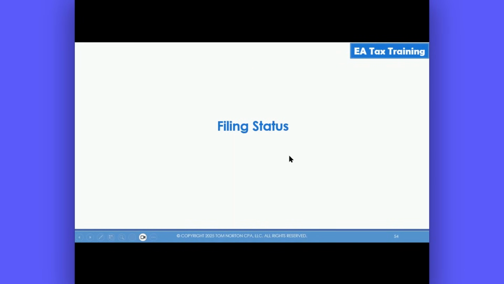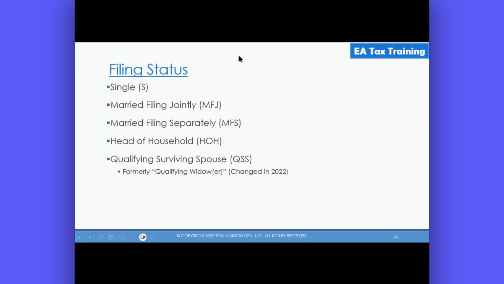Now let's talk about filing status. We've already mentioned these before, but here they are. There are 5 different filing statuses: single, married filing jointly, married filing separately, head of household, and qualifying surviving spouse. This used to be called a qualifying widow or widower. So if you've been around a while, you might remember that, but they changed the wording in 2022 to qualifying surviving spouse. So if you're out Googling around, sometimes you may still see references to qualifying widow or qualifying widower, but just know that it is now called a qualifying surviving spouse.